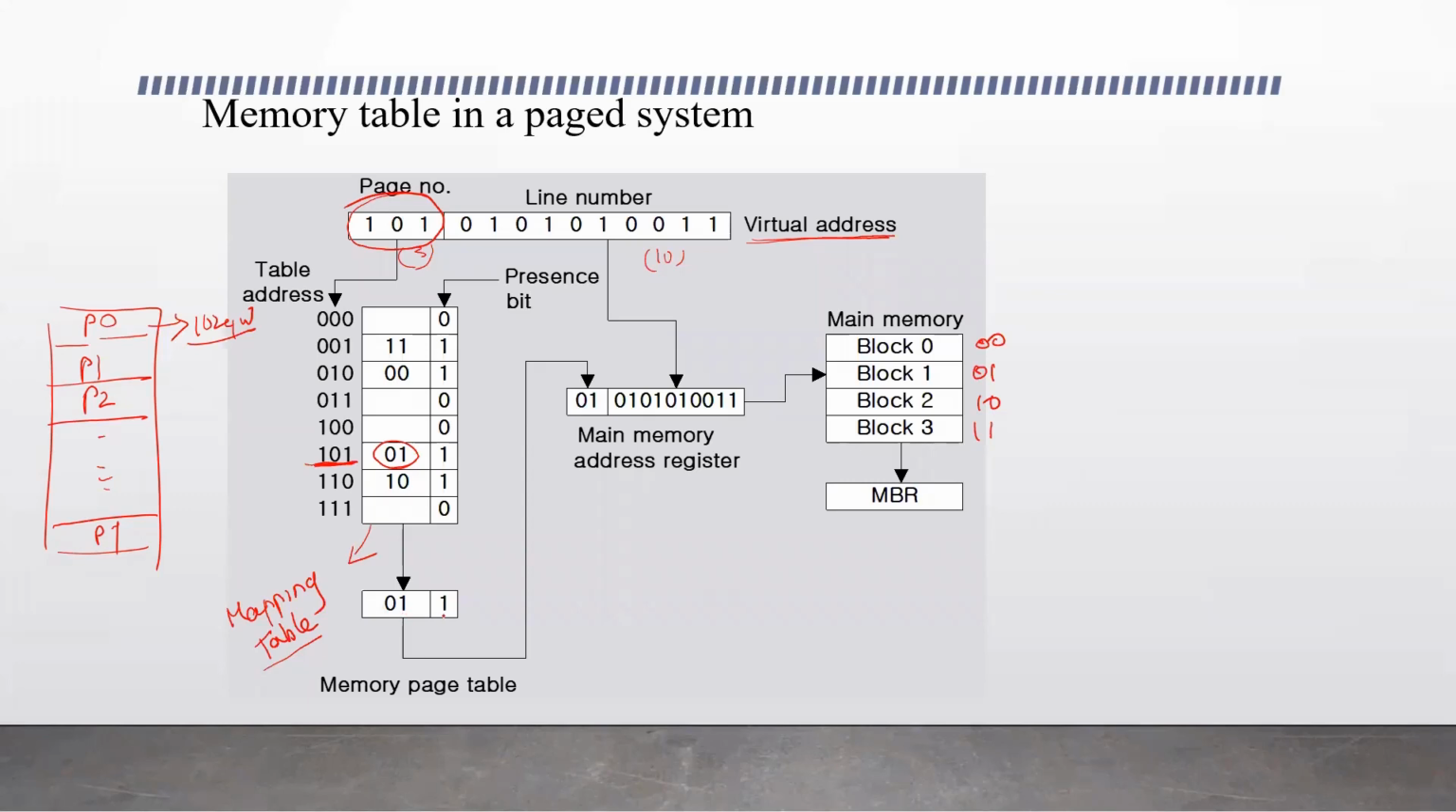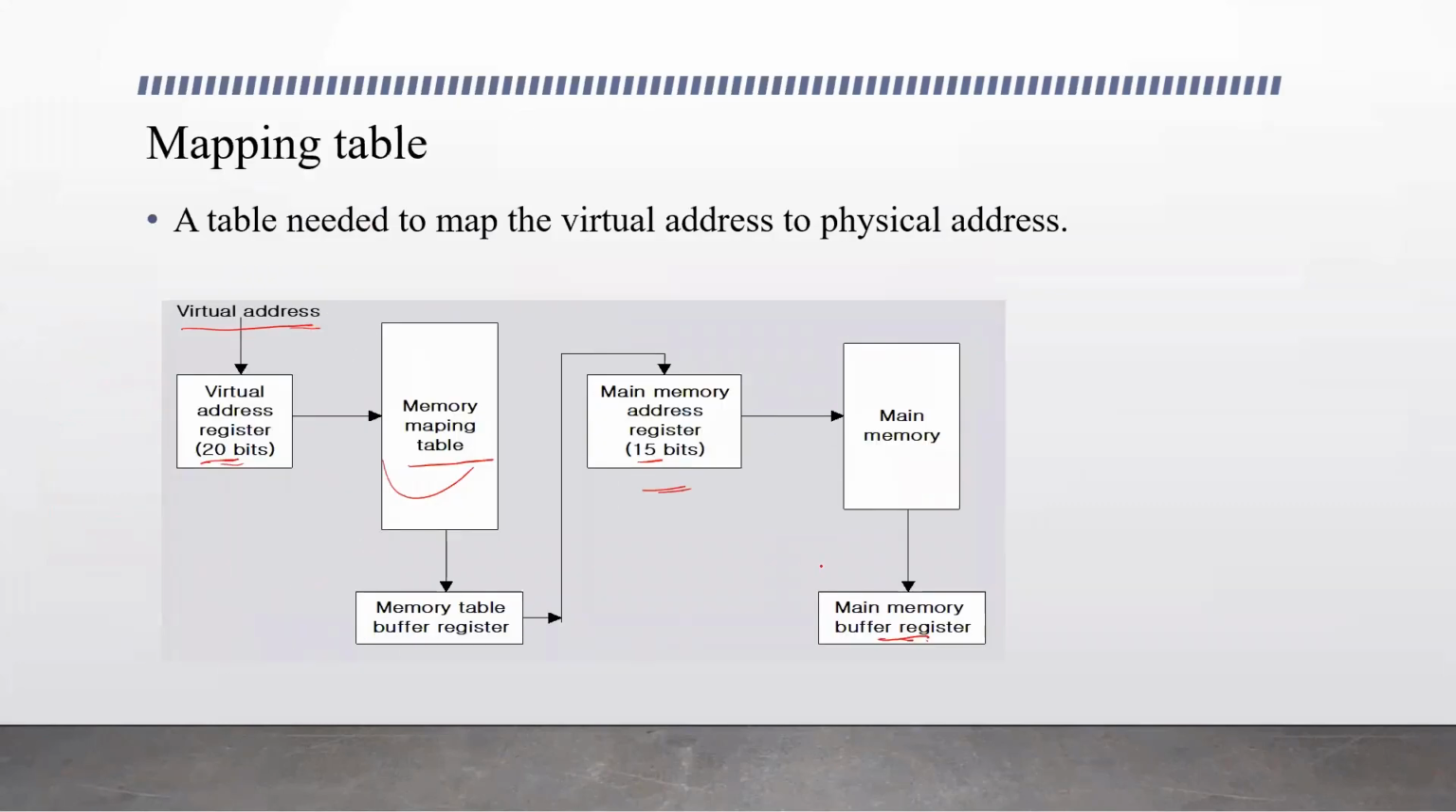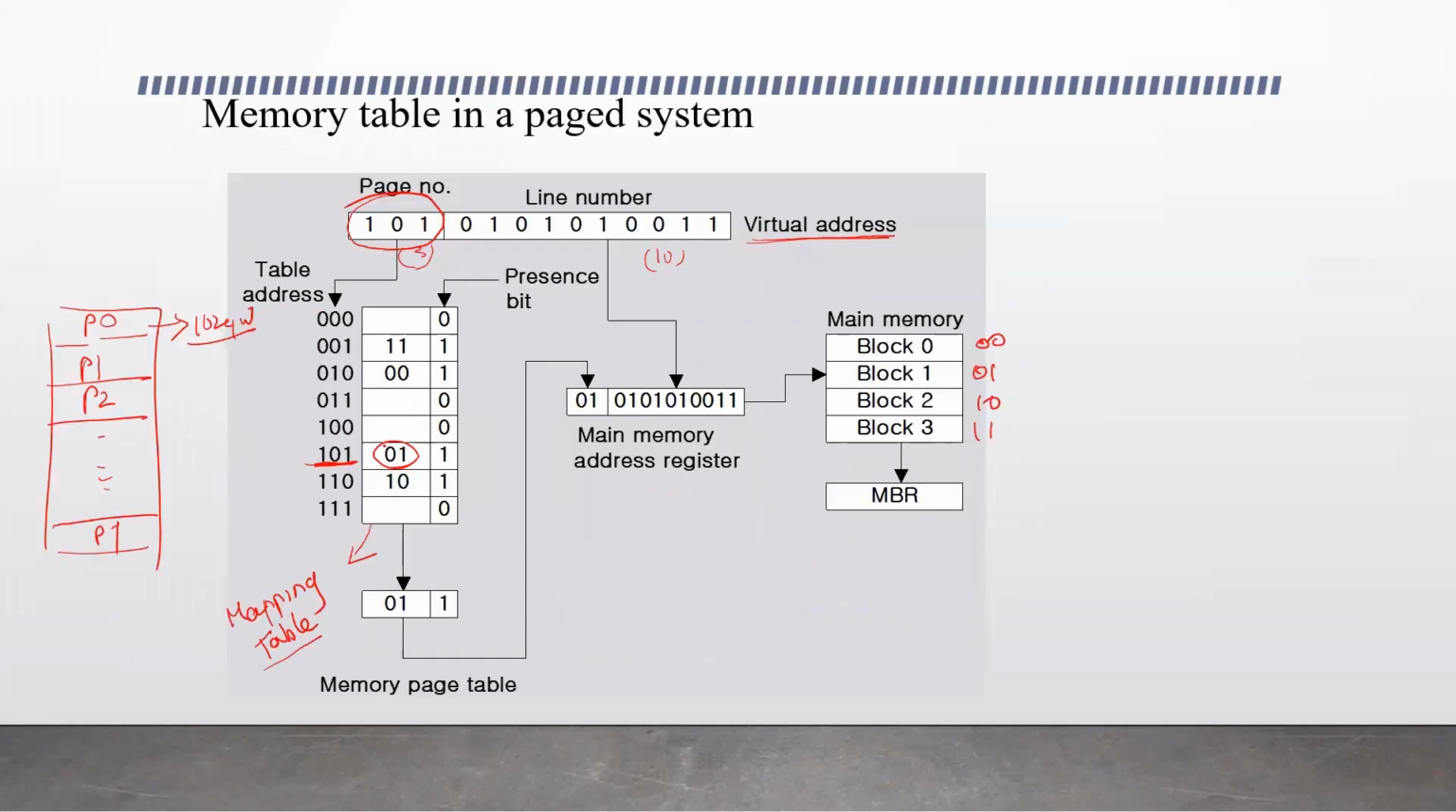Here we have the page table buffer register, the memory table buffer register. The corresponding block number is identified from the mapping table and stored in the memory table buffer register. This is for temporary storage. The other field in the mapping table is the presence bit. The rightmost bit, 1 bit, is the presence bit, which indicates whether that particular page is present in main memory or not.